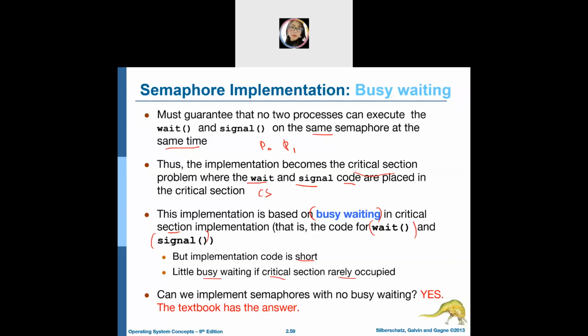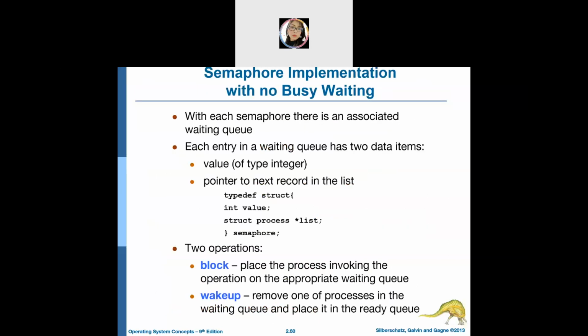So, can you implement semaphore with no busy waiting? This one is also explained in your extra notes there in the reference. So it is yes. You have the explanation, so try to look into whether you can implement semaphore without busy waiting. So, semaphore implementation with no busy waiting, still similar, but now no busy waiting.